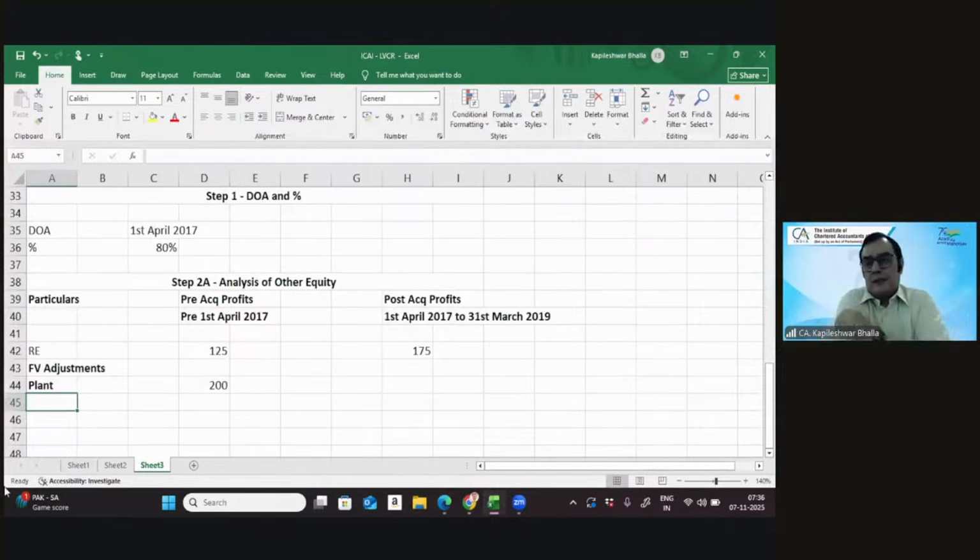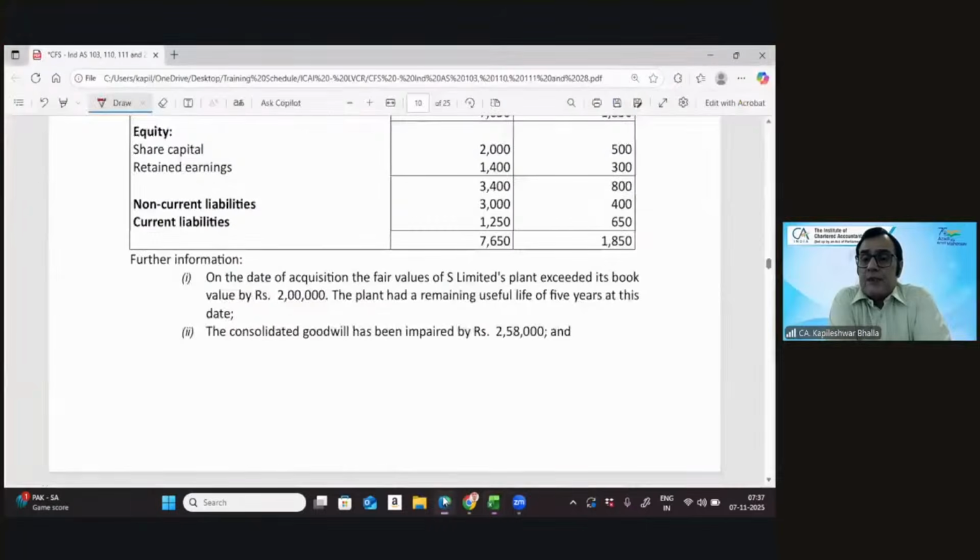And once you consider the calculation of the fair value, you know that you also need to consider the additional depreciation. Would you like to tell me how many years of additional depreciation are you going to consider in this case? The asset in this particular case has got a remaining life of 5 years. Your acquisition date is 1st April 17 and your balance sheet date is March 19. So would you like to tell me how many years of additional depreciation are you going to consider in this case?